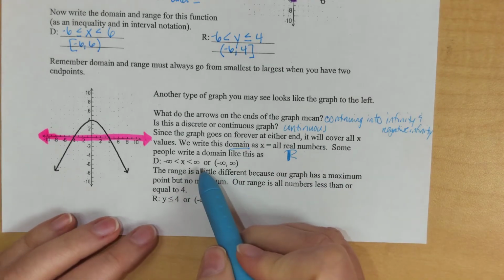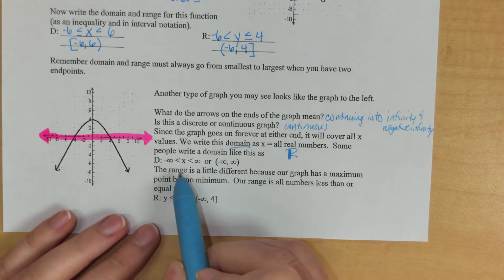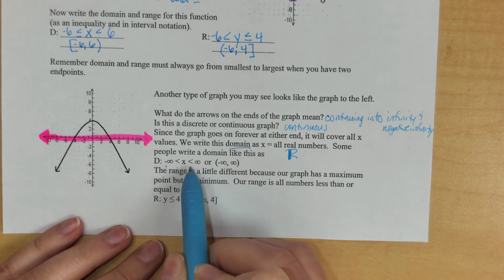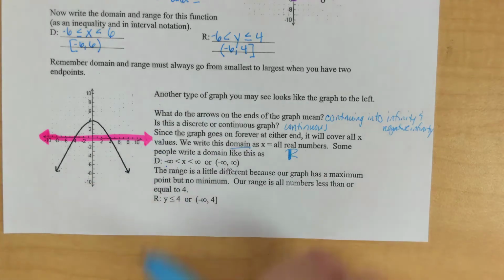Now if we write it as interval notation, it's going to be negative infinity to positive infinity. We've seen that before. And then if we write it as an inequality, it's negative infinity is less than x is less than infinity. Okay, so that's kind of what that looks like. And we'll, again, practice these more in class and in a few activities that we have planned.